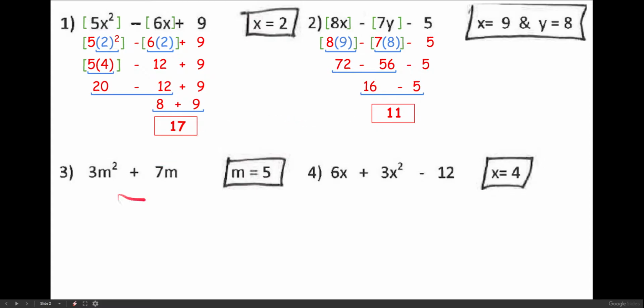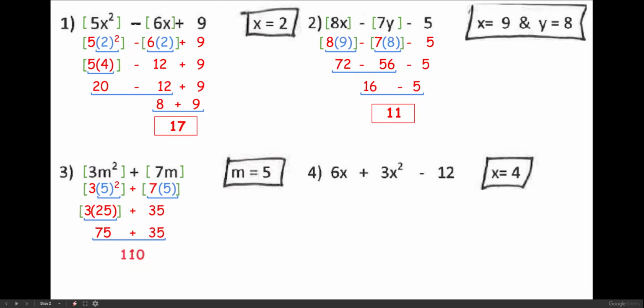You can try number 3 on your own if you'd like, or I will continue working. 3m squared plus 7m, where m is the number 5, so replace m with 5. So I can deal with both of these at the same time. On this side, I have to do the exponents. Over here, I just have multiplication. So 5 squared is 25. Over here, 7 times 5 is 35. So bring down everything else, the 3, the plus, and then multiply this out. That equals 75. Now it's a single term. I don't need to use brackets anymore. 75 plus 35 equals 110.